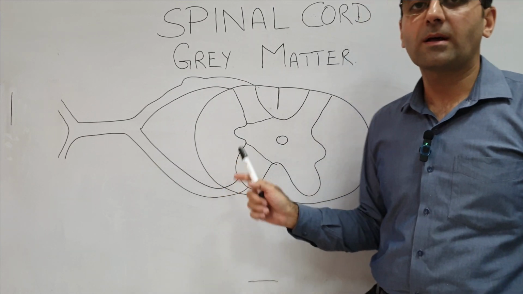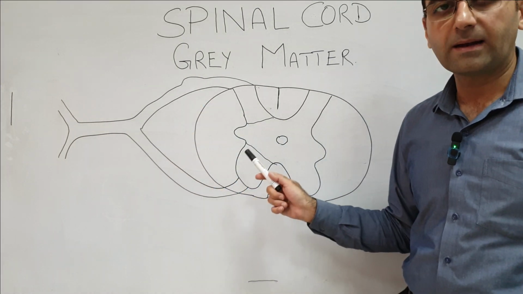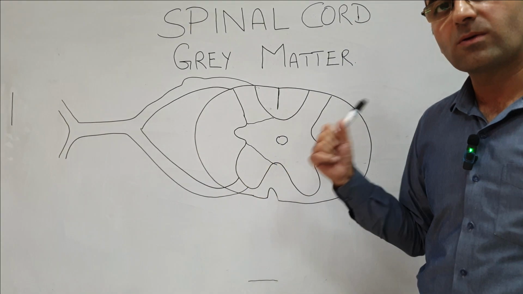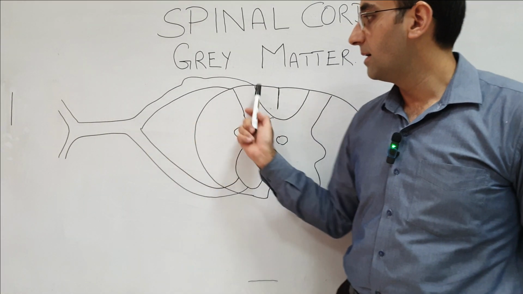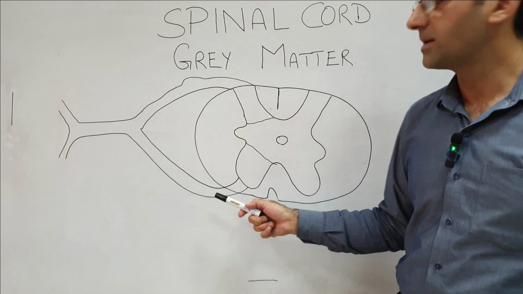And to the spinal cord are attached the spinal nerves on both sides. This is a picture of a typical spinal nerve which I have drawn only on one side. It is attached to the spinal cord by two roots. There is an anterior root and a posterior root. The anterior root is motor, it carries motor fibers.